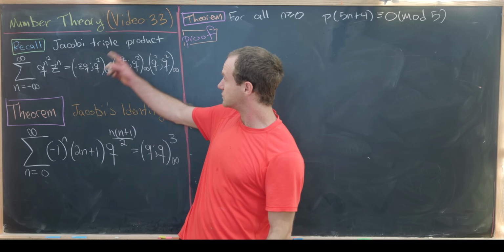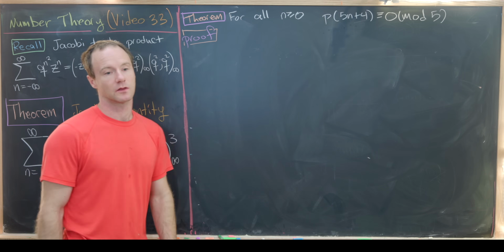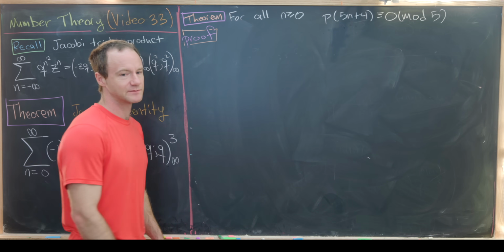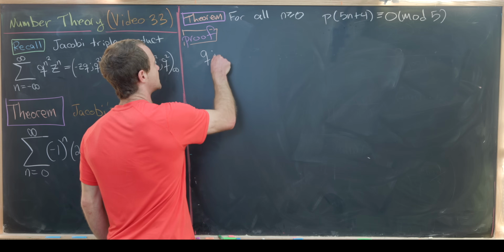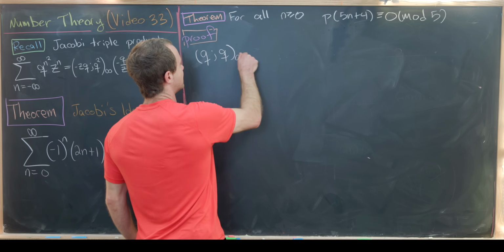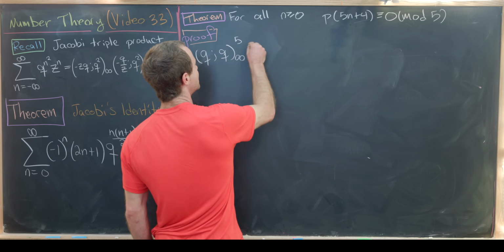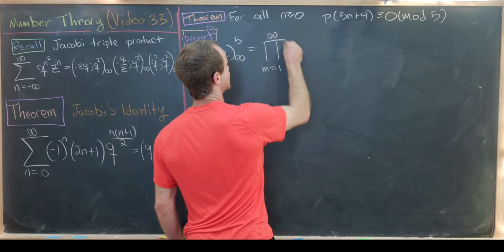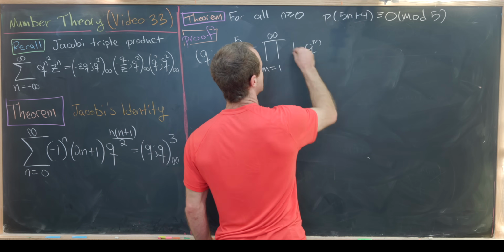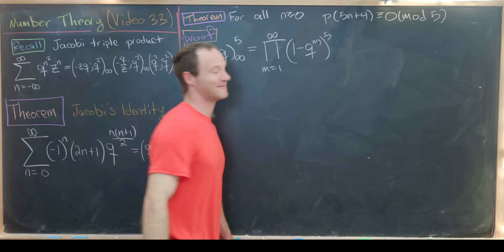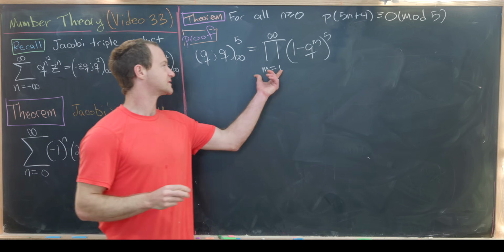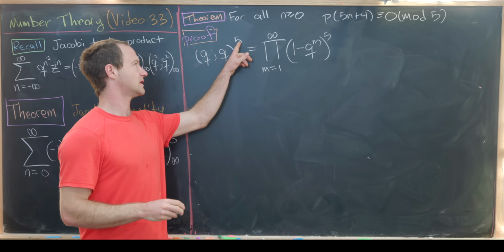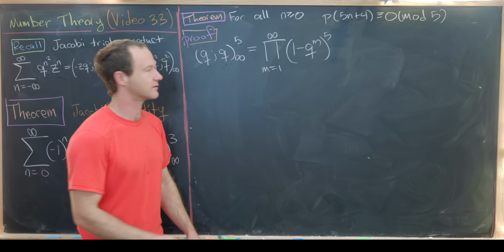Again, we will use these two identities along the way. But before we get to using those two identities, we want to make a little bit of an observation. So let's look at q infinity to the 5th power, but that's going to be equal to this product as m goes from 1 to infinity of 1 minus q to the m, and then that's raised to the 5th power. So this product of these 1 minus q to the m terms come from the definition of this symbol, and this 5th power comes just from this exponent right here.